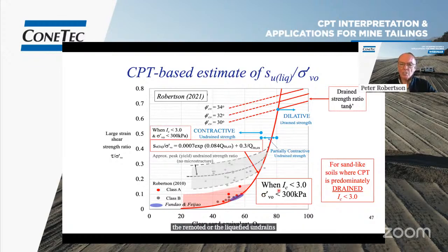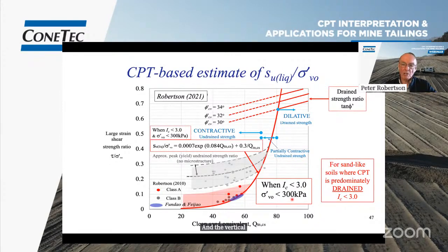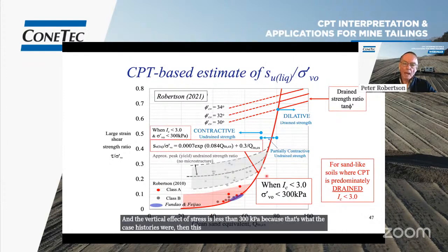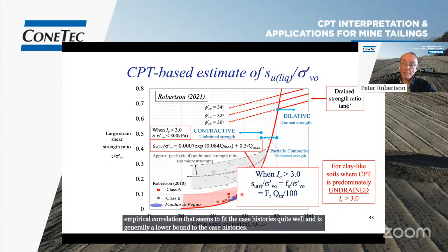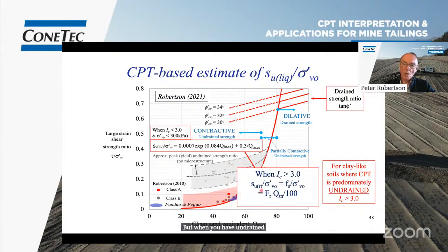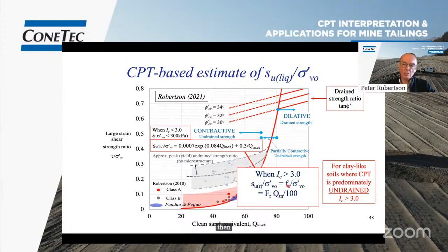So I suggested that when Ic is less than 3, so it's a drained penetration, and the vertical effective stress is less than 300 kPa, because that's what the case histories were, then this is a reasonable empirical correlation that seems to fit the case histories quite well, and is generally a lower bound to the case histories. But when you have undrained penetration, so when Ic is greater than 3, and typically you're into an undrained penetration, then you can just use the sleeve friction directly as a measure of the remolded strength.